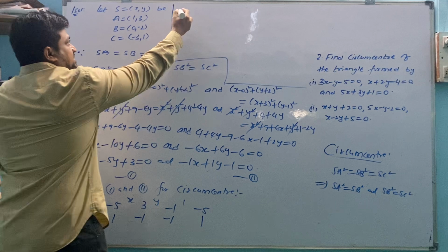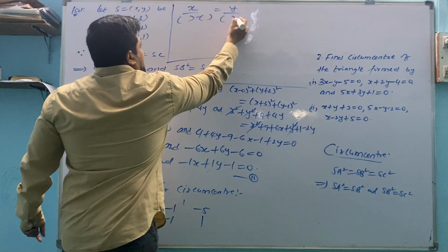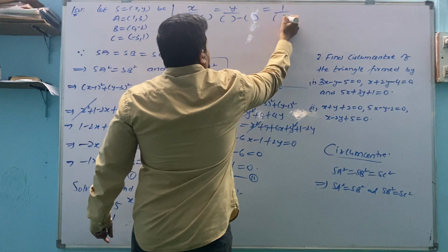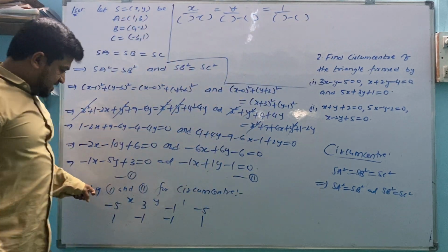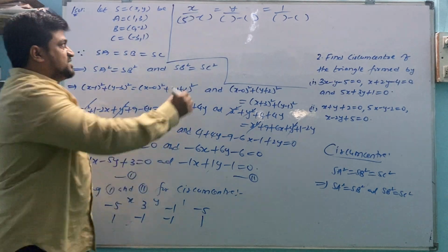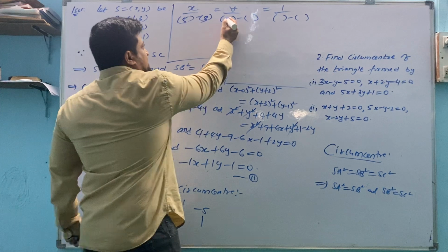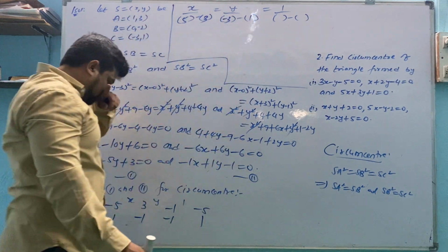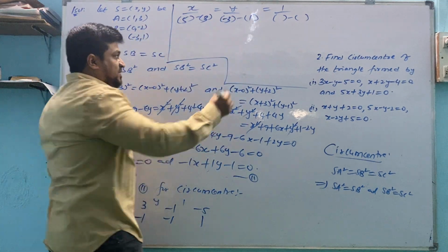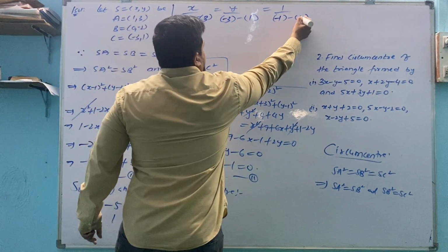X divided by AD minus BC, Y divided by AD minus BC, 1 divided by AD minus BC. A and D, minus 5 minus 1 times 5. 1 into 3 is 3. Then 3 into minus 1, minus 3. Minus 1 into 1 is 1. Minus 1 into 1, minus 1. Minus 1 into minus 5 is 5.